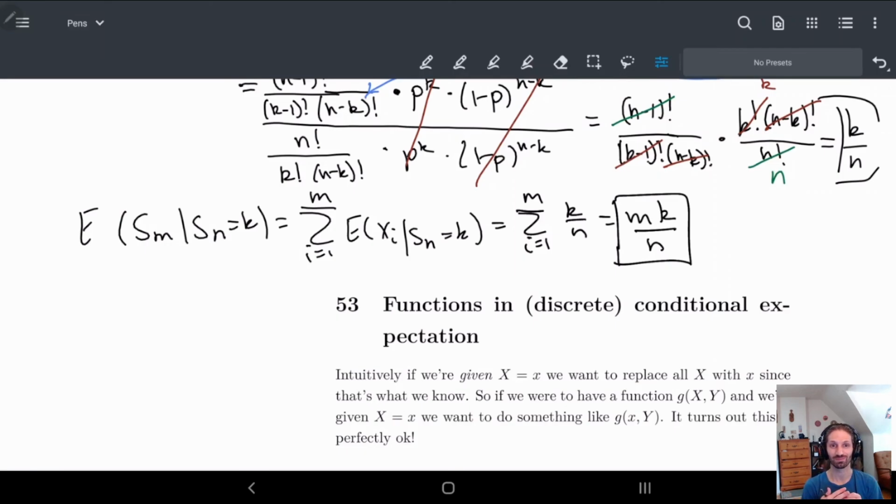So it's pretty nice. Anyway, that's it for this video. In the next video, as you probably are noticing, we're going to look at functions in discrete conditional expectation. So we're going to look at what happens if I put a function instead of this Sm, like g of something. What's going to happen? So we will see that in the next video. So I will see you then. Bye.